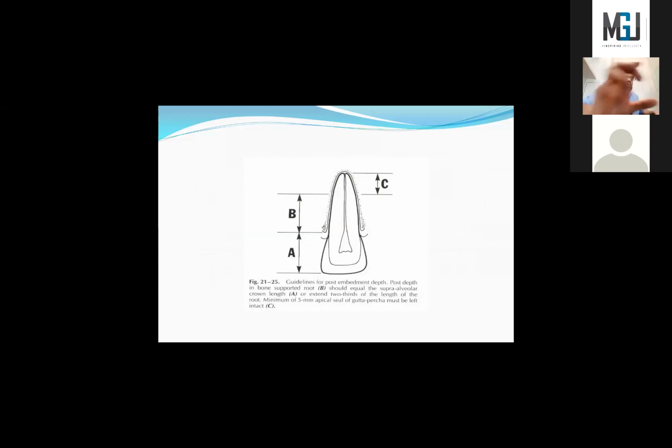So that's basically a simple clinical description as to how the post space is there, and how much should be the gutta percha, how much should be the post length, and how much should be the core.